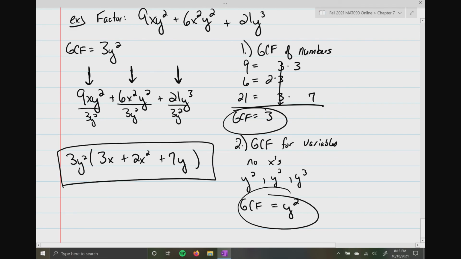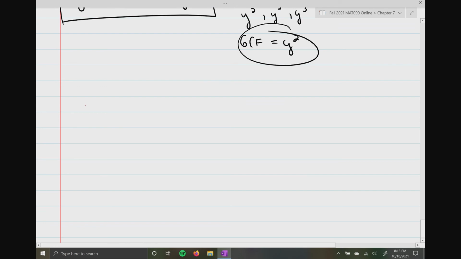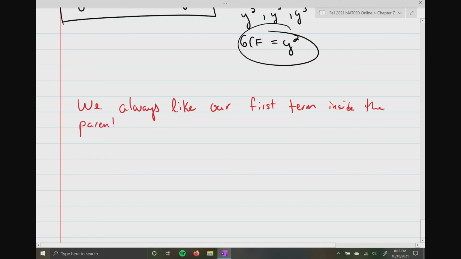Okay? Now, for the next couple examples here, there is something that I need you to be aware of. Once again, this is a math pet peeve. We always like our first term inside the parentheses to be positive. Okay? So what I mean by that is this. Here's an example here.